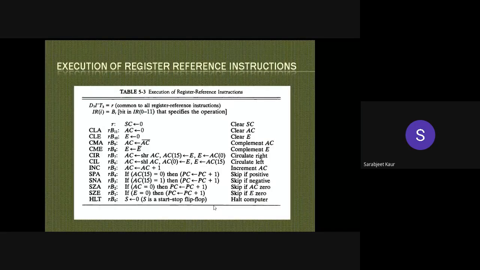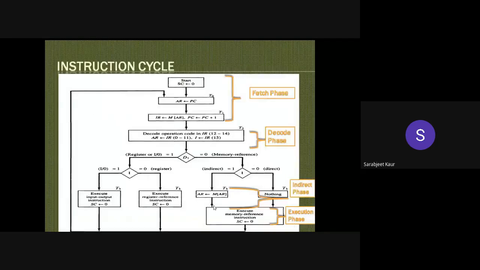So next time we are going to be looking at the execution of the register reference instructions, the IO instructions, and the memory reference instructions. And accordingly, I'll tell you how to start executing these instructions in the CPU sim.